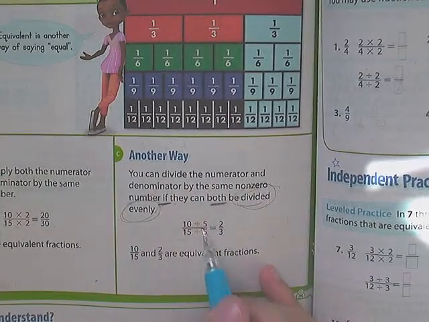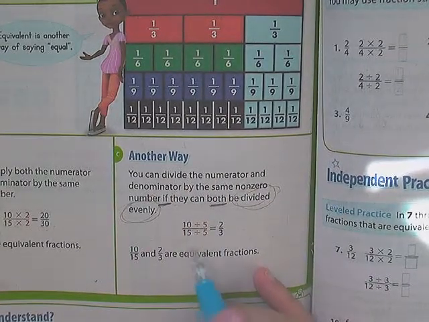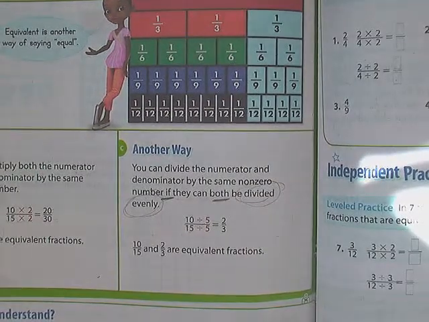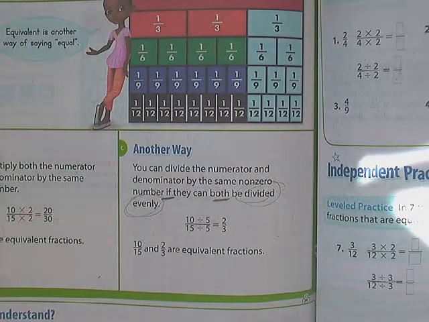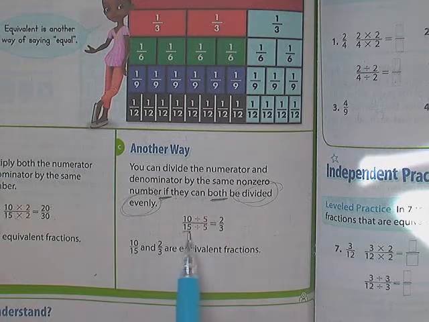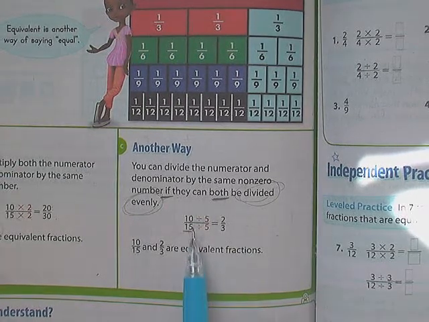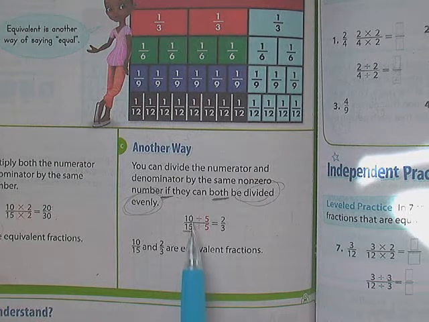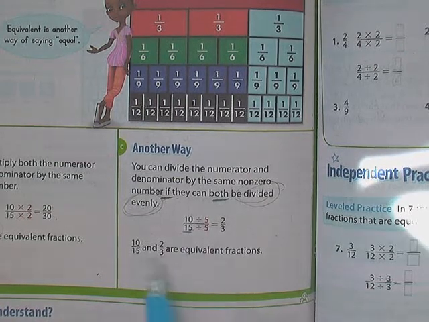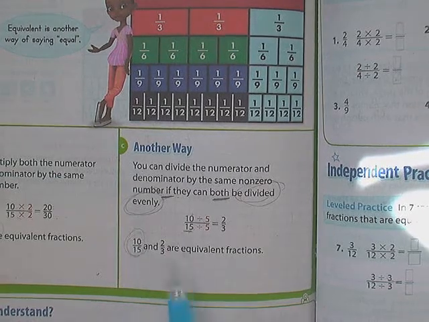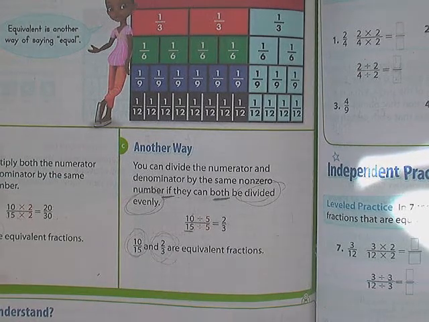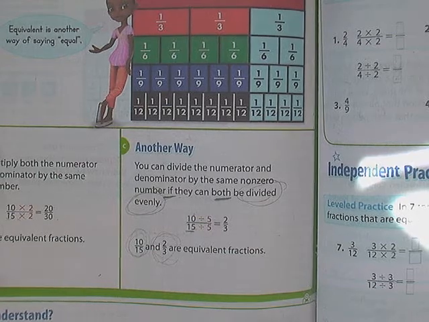And they got 10 divided by 5 is 2, and 15 divided by 5 is 3. Now, that wouldn't have worked if they had divided it by 2, because 15 does not go evenly into 2. So you have to find a number that both the top and the bottom are divisible by. So we can see that 10 over 15 and 2 over 3 are equivalent fractions.